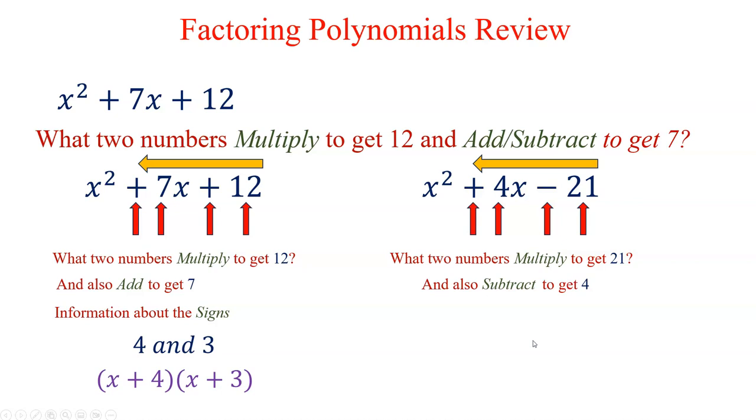Again, if I continue to read backwards, the next symbol gives me some information about the signs, which we'll talk about shortly. The two numbers that multiply to get 21 and subtract to get 4 happen to be 7 and 3. Our ultimate factors will be x plus 7 and x minus 3. So now we'll look a little closer.